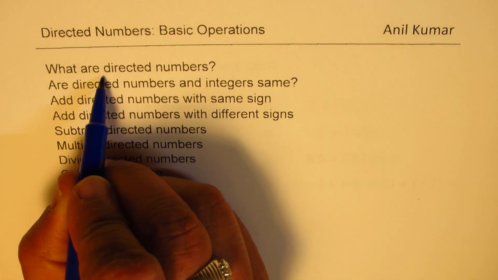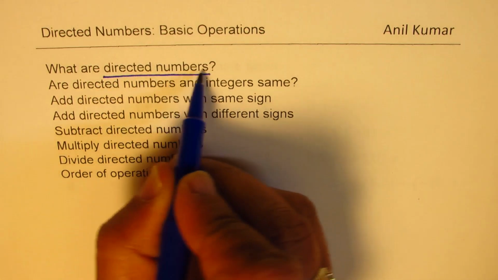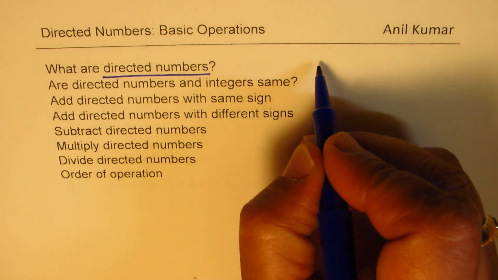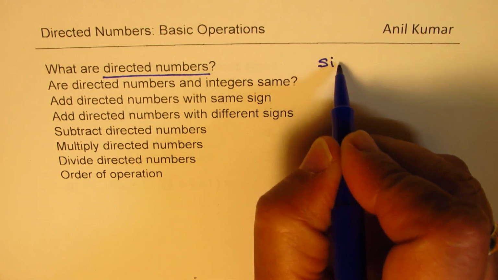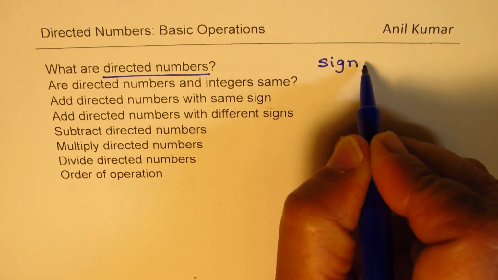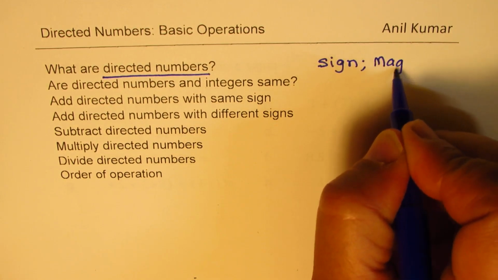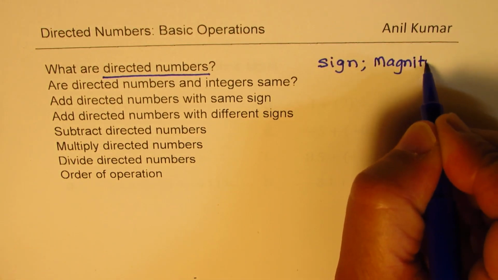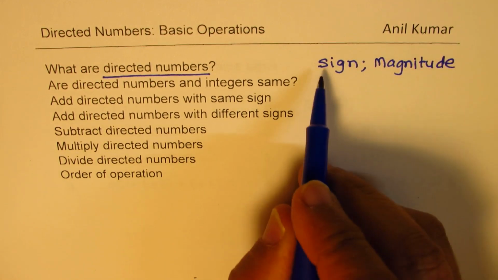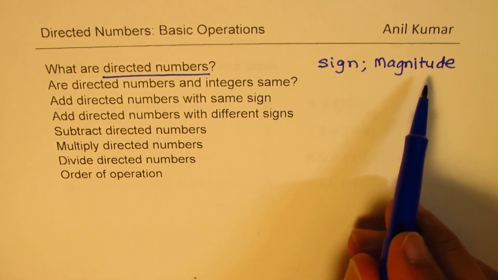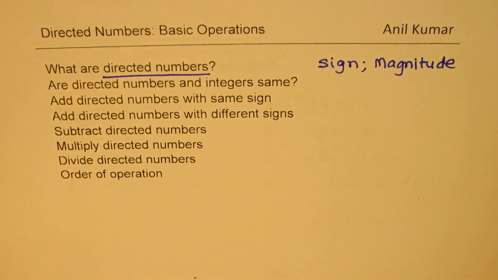So when I say directed numbers, what does it mean? It means two things. One, the number has a sign, right? And second, it has a magnitude. Those numbers which have sign and magnitude are directed numbers, correct? So let's give some examples for these numbers and the ways in which we could write and represent them.